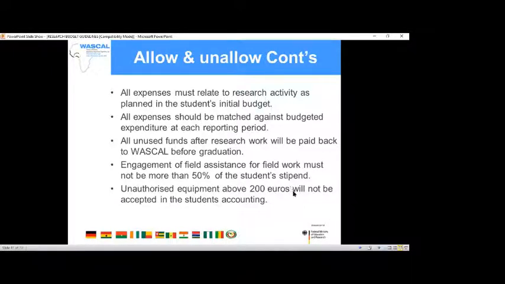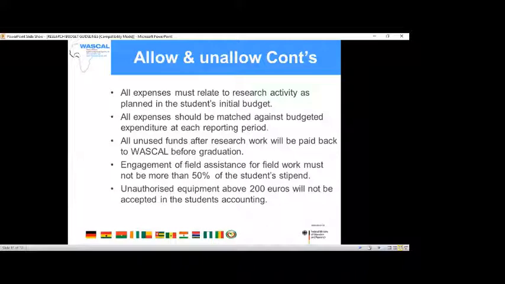Unauthorized equipment above 200 euros will not be accepted in student accounting. If you buy any equipment which is above 200 euros and it is not authorized by your supervisor or director, it will not be accepted. Take note of that. Very, very important. However, any questions so far?